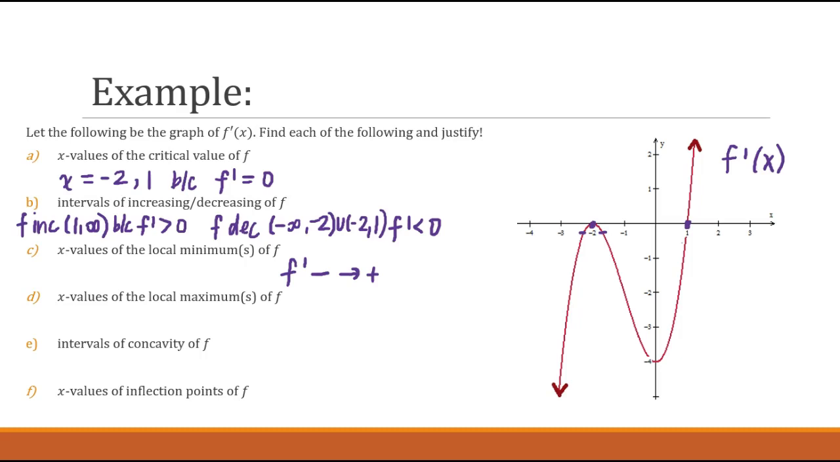At 1, f prime of x goes from negative to positive as I look from left to right. So I'm below the x-axis to above the x-axis. That means on my original graph of f, my function's going from decreasing to increasing. So I do have a local minimum at x equals 1. So I would say x equals 1 because f prime changes from negative to positive. And we basically already answered part D. There are no local maximums because our only two critical values were negative 2 and 1, and negative 2 had nothing going on there. So there are none for part D.